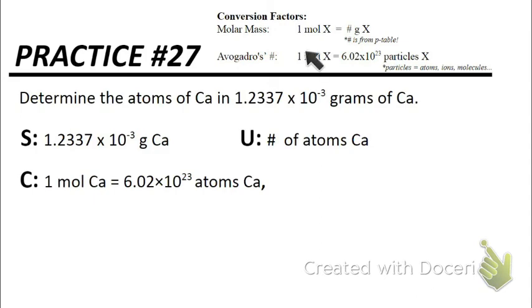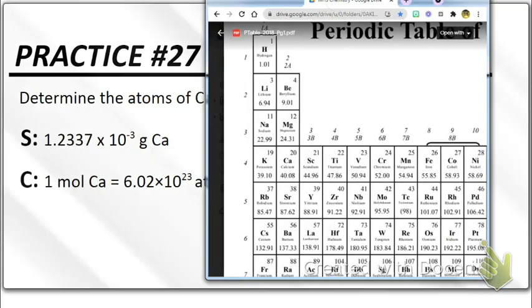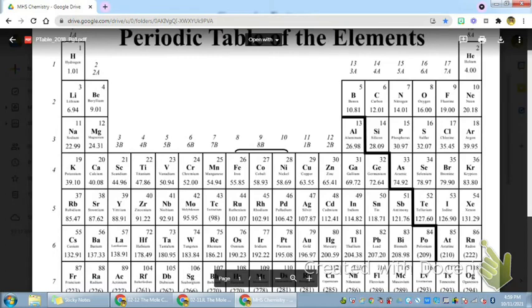Now, I did say we are going to be using the other conversion factor. That's 1 mole of X is equal to a number of grams of X. Remember, this X is going to be replaced by Ca, so 1 mole of Ca is equal to how many grams of Ca? We can get that value from our periodic table. So let's take a look at our periodic table. Calcium is element number 20. It has a molar mass of 40.08 grams per mole.